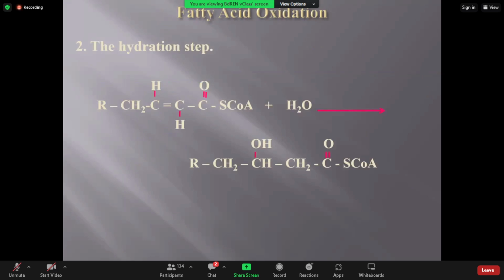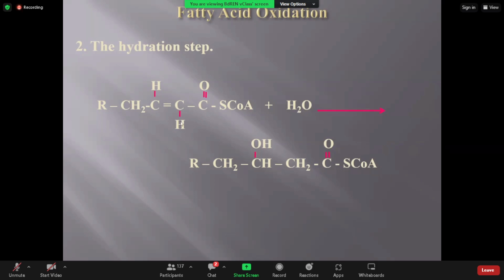The second one is the hydration step. Hydration means the addition of water. If water is dissociated, it produces one hydroxyl group and a hydrogen. So where do this hydroxyl group and hydrogen go? The hydroxyl we observe over here on this carbon, CH, and this hydrogen is over there, on CH2. So CHOH and CH2. These two carbons accept one hydroxyl group and one hydrogen.